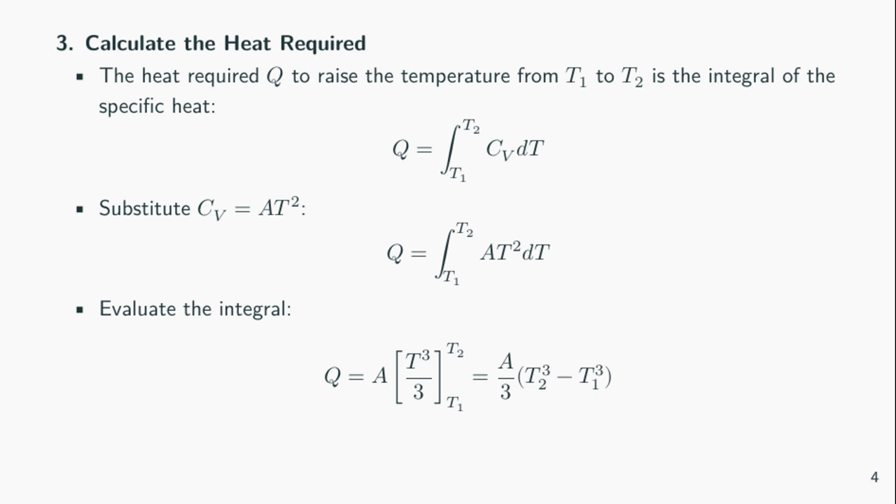To evaluate this integral, we pull the constant A out and the integral of T squared with respect to T is T cubed over 3. So Q equals A times T cubed over 3 evaluated from T1 to T2. Plugging in the limits, this gives us A over 3 times the quantity T2 cubed minus T1 cubed.